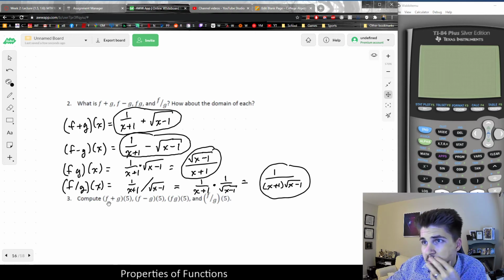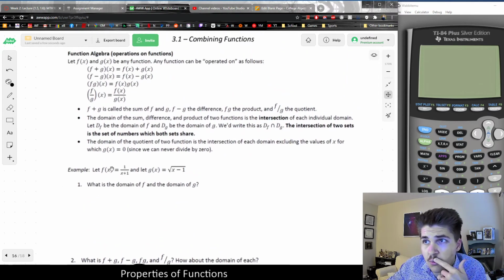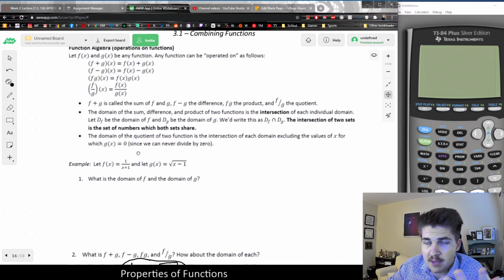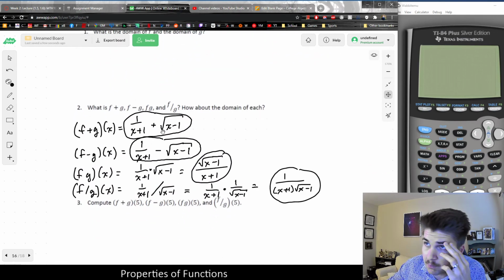Like step 3 says, compute f plus g, and so on, evaluated at 5. And that would just amount to, well, if I want to know what is f plus g of 5, it just would be plugging 5 into this function. But another way you could do it is you could figure out what is f of 5, what is g of 5, and just figure out what is f of 5 plus g of 5 separately. So you could calculate them as separate groups, or you could plug them into the combined function.